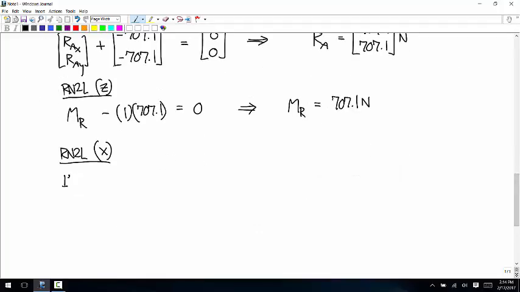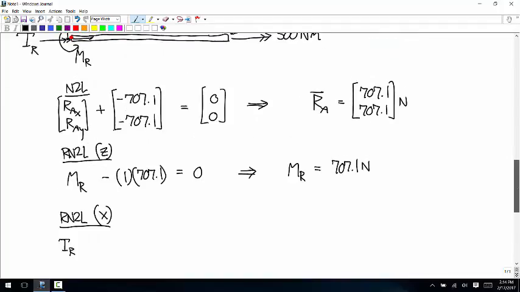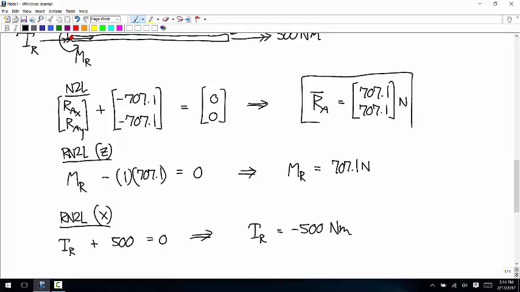So T sub R plus 500 is equal to 0. And so T sub R is equal to negative 500. And so there's that negative sign that you were talking about, and it just comes out in the math. The units are Newton meters. Yeah, yep, you're right.